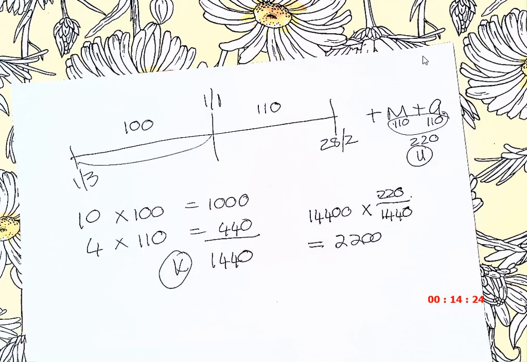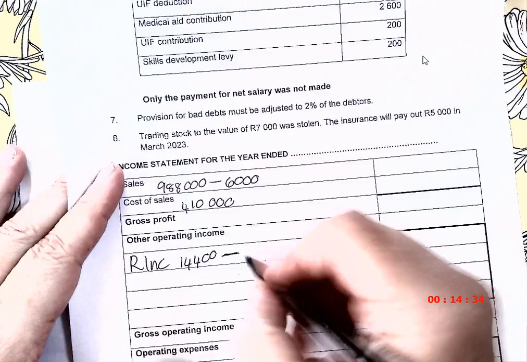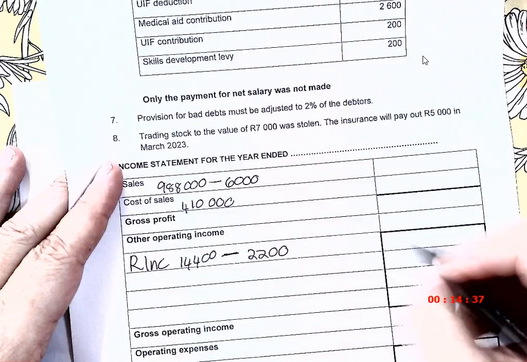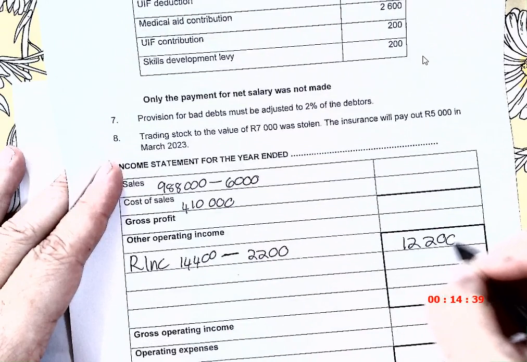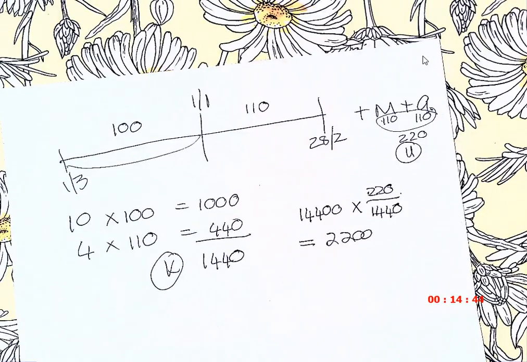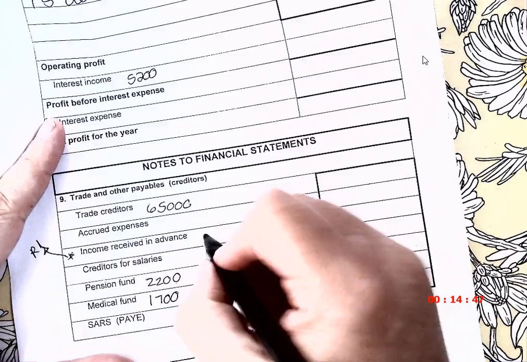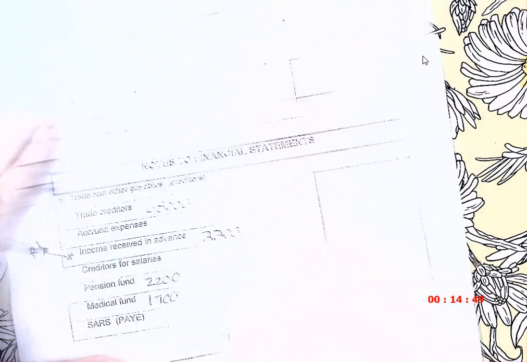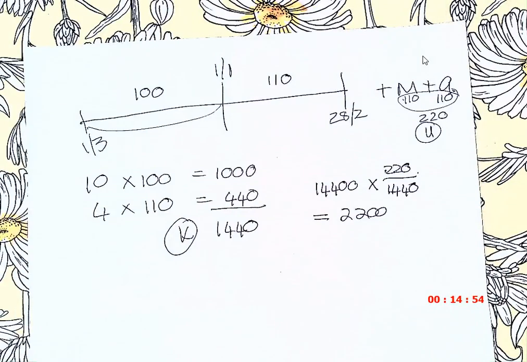Okay. So now I go to my income statement. And in my income statement, I'm going to subtract the 2,200, which gives me 12,200. Okay? And my balance sheet, I want to go to income received in advance, 2,200. Happiness. Next one is the loan statement.